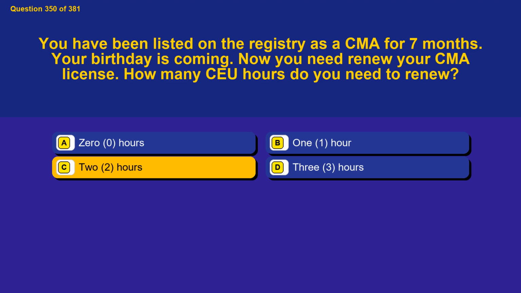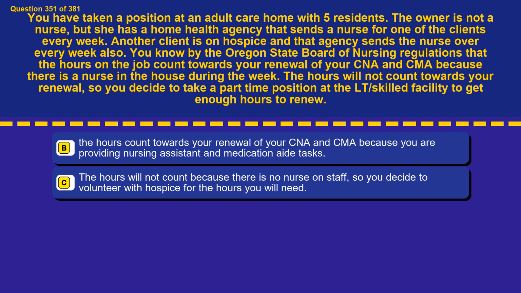The correct answer is option C, 2 hours. Question 351. You have taken a position at an adult care home with 5 residents. The owner is not a nurse, but she has a home health agency that sends a nurse for one of the clients every week. Another client is on hospice and that agency sends the nurse over every week also. You know by the Oregon State Board of Nursing regulations that the hours on the job count towards your renewal of your CNA and CMA because there is a nurse in the house during the week. The hours will not count towards your renewal, so you decide to take a part-time position at the LT/skilled facility to get enough hours to renew.